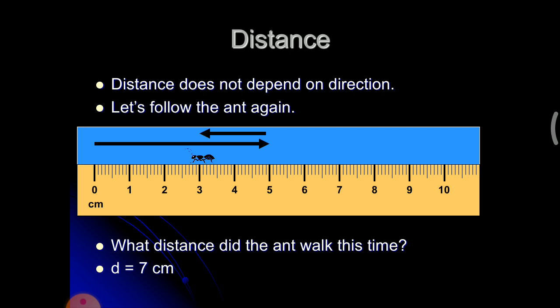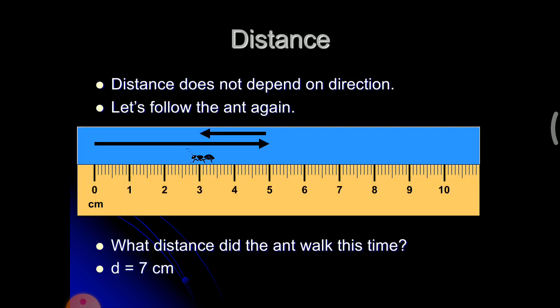That totals 0 to 5, 5 centimeters. Then 5 to 4, 1 centimeter. 4 to 3, 1 centimeter. So 5 to 3 is 2 centimeters, and 0 to 5 is 5 centimeters. So the total distance traveled by the ant in this case is 7 centimeters. So the distance represents how far an object travels. It does not depend on its direction.